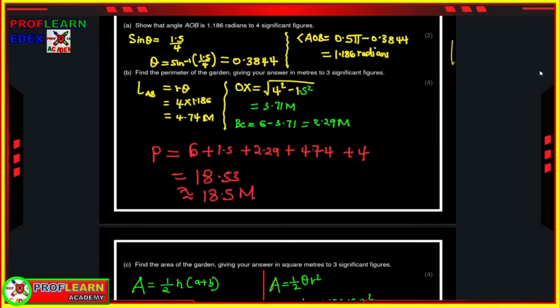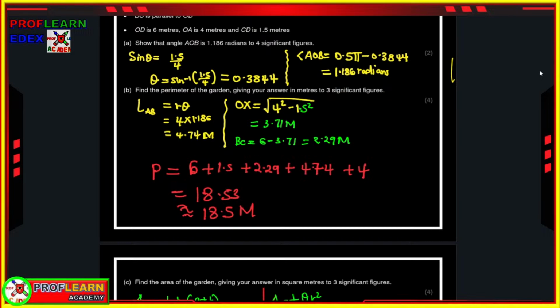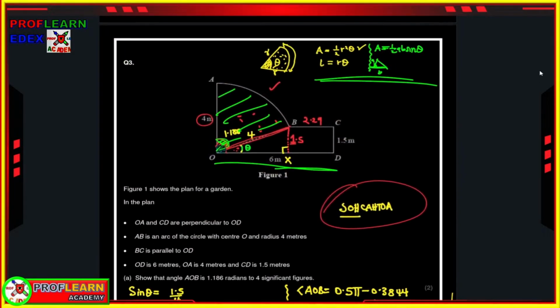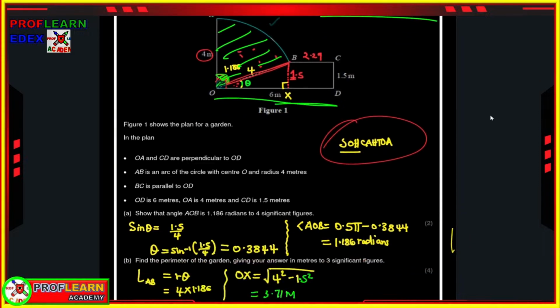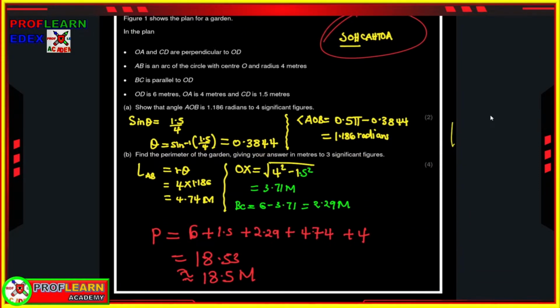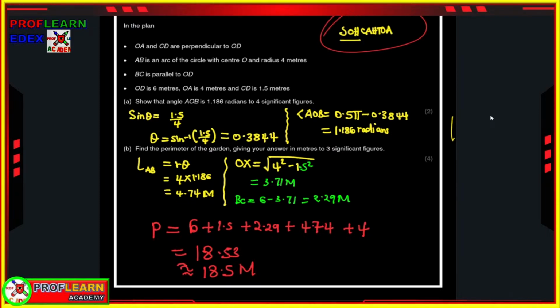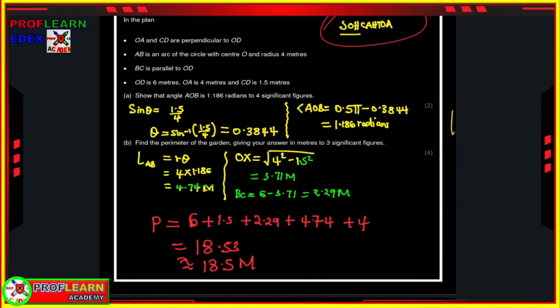Now find the perimeter of the garden. Remember, to find the perimeter, first we need the arc length of AB. Arc length AB, we need this section here, and that is going to be r theta. Our r is 4 times the angle which we have gotten, 1.18. That becomes 4.74. And then we need to find OX.